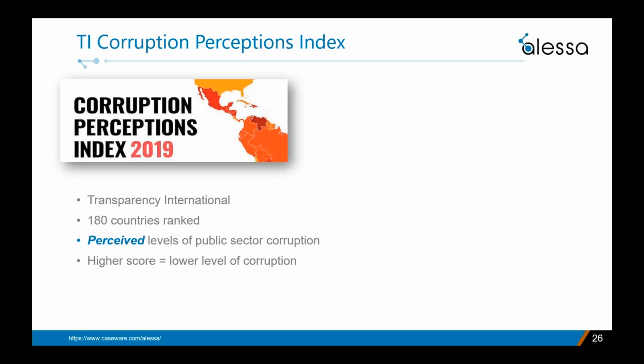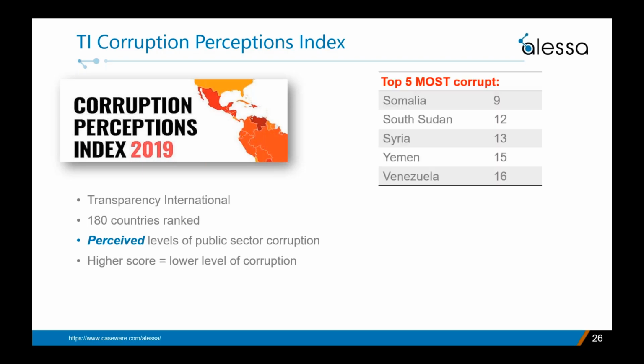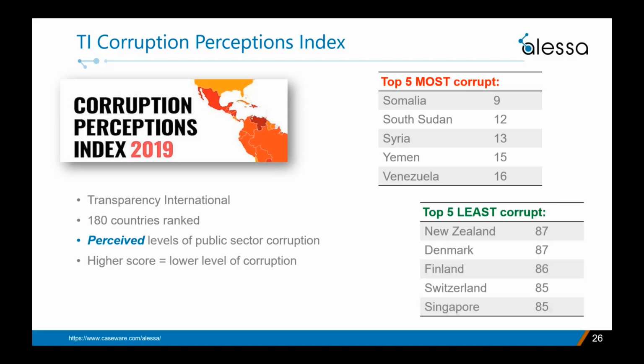So each of the 180 countries can have a score ranging from 0, which is highly corrupt, to 100, which is very clean. Now here's a snapshot of the most recent index rankings showing the bottom 5 or most corrupt countries. And here are the top 5 or least corrupt ones.